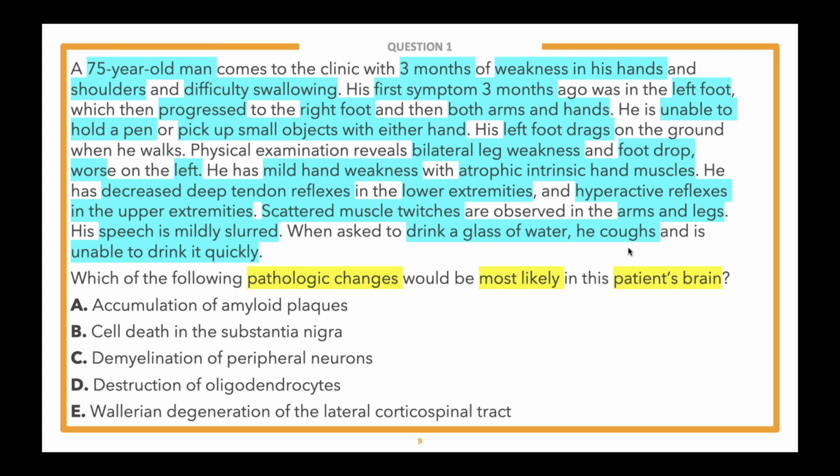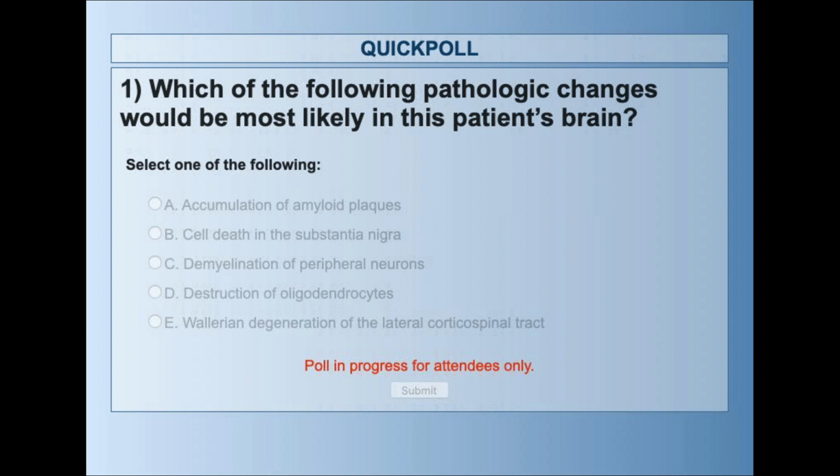Answer choice E, Wallerian degeneration of the lateral corticospinal tract. D, destruction of oligodendrocytes. C, demyelination of peripheral neurons. B, cell death in the substantia nigra. And A, accumulation of amyloid plaques. So we're going to go ahead and open up the poll. Go ahead and select the answer choice you think is the best answer here, and we'll talk about it in just a few seconds.